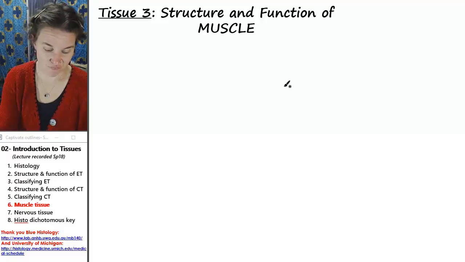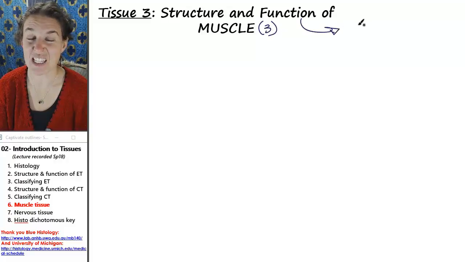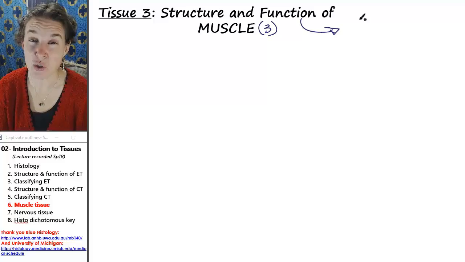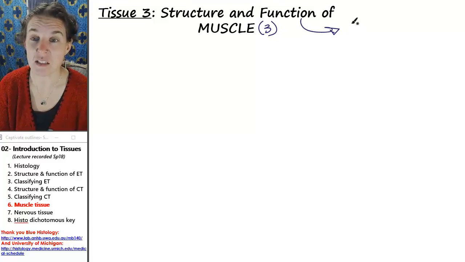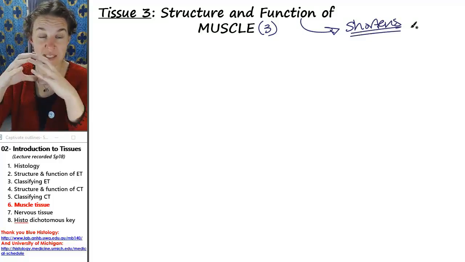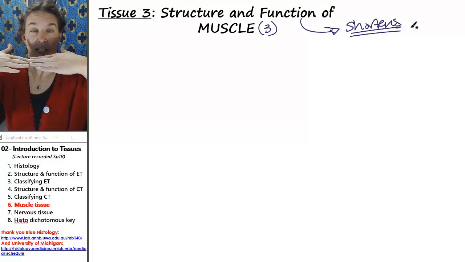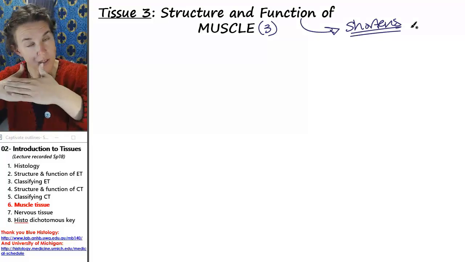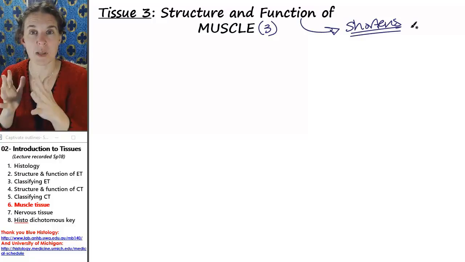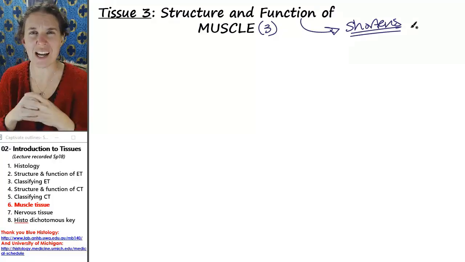Muscle tissue, there's actually only 3 types of muscle tissue, and its function is super straightforward. Muscle tissue shortens. That's it. The tissue itself shortens. When tissue shortens, it can cause movement. Depending on the shape of the muscle structure, you can cause different kinds of movements.